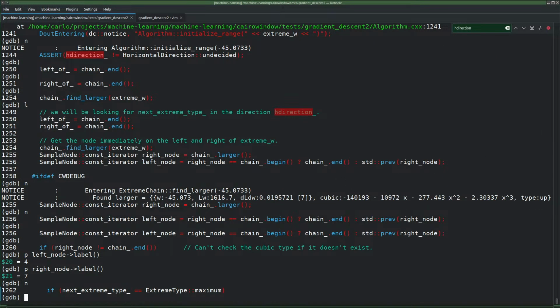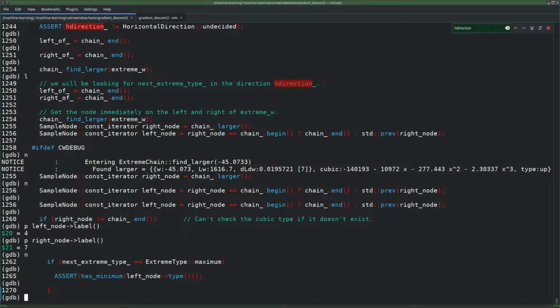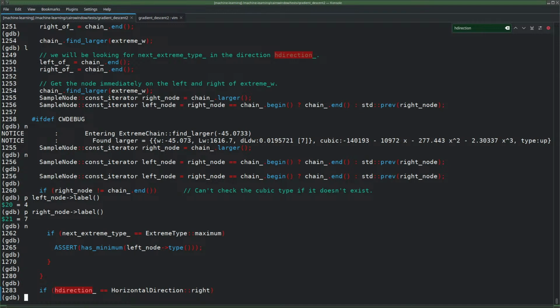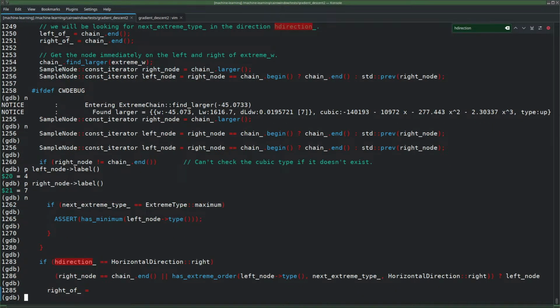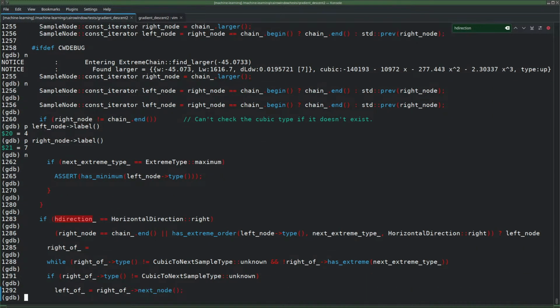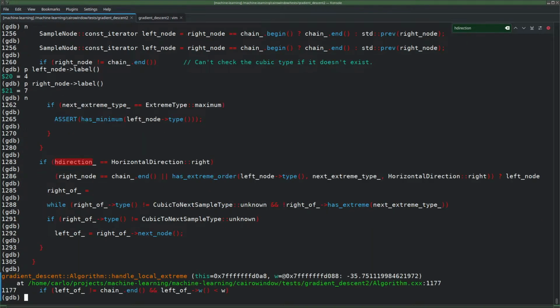Let's see if that code works. Next extreme equals maximum. Yes. Assert has minimum left node type. What was left node already set? Yes, it was set. Oh well, whatever. That doesn't fire. I wrote this code like 2 days ago, so I'm going to assume that it works. We'll just check once we get back from it.